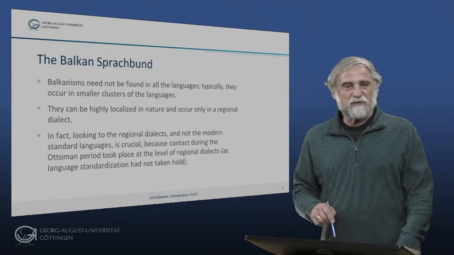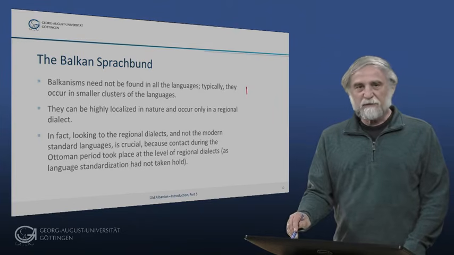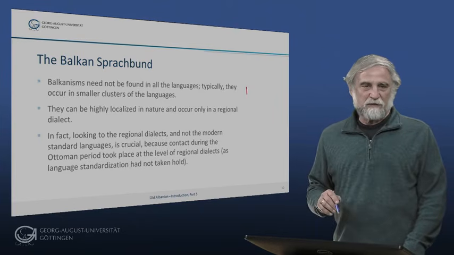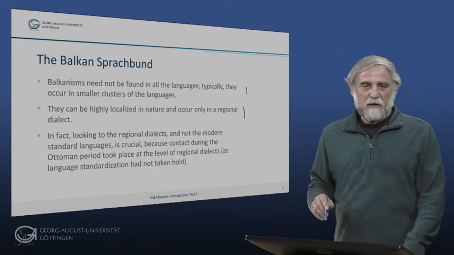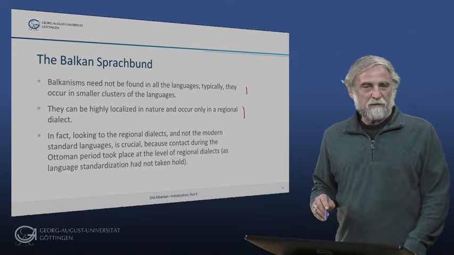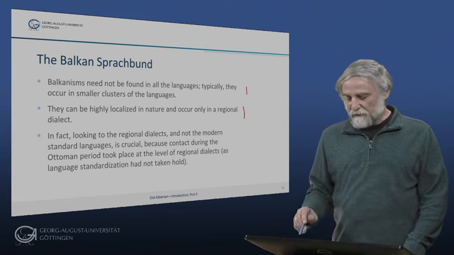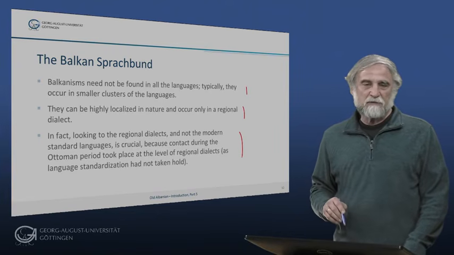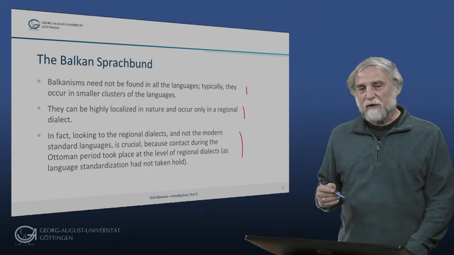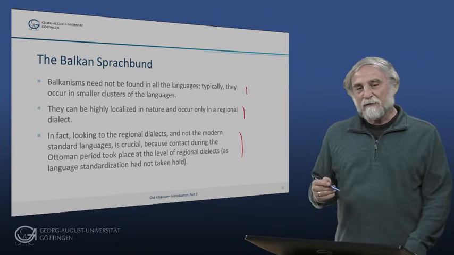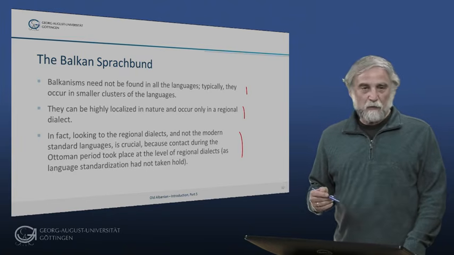Now, with regard to the distribution of Balkanisms, they need not be found in all of the languages. Typically, they occur in smaller clusters of the languages, and they can be highly localized in nature, occurring only in a regional dialect, for instance. In fact, looking to the regional dialects and not the modern standard languages is really crucial, because contact during the Ottoman period took place at the level of regional dialects, for language standardization policies and practices had not yet taken hold.